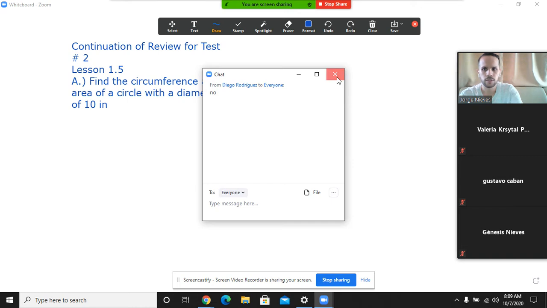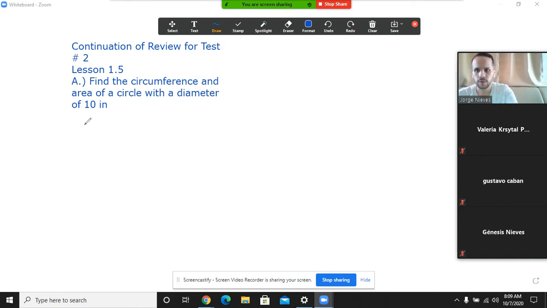No, okay, perfect. So we're gonna use this formula to find the circumference. There are two formulas that we can use. One if we got the diameter, and one if we got the radius. But in this case, we got the diameter, so we're gonna use this formula. Pi times the diameter. So let's do it.